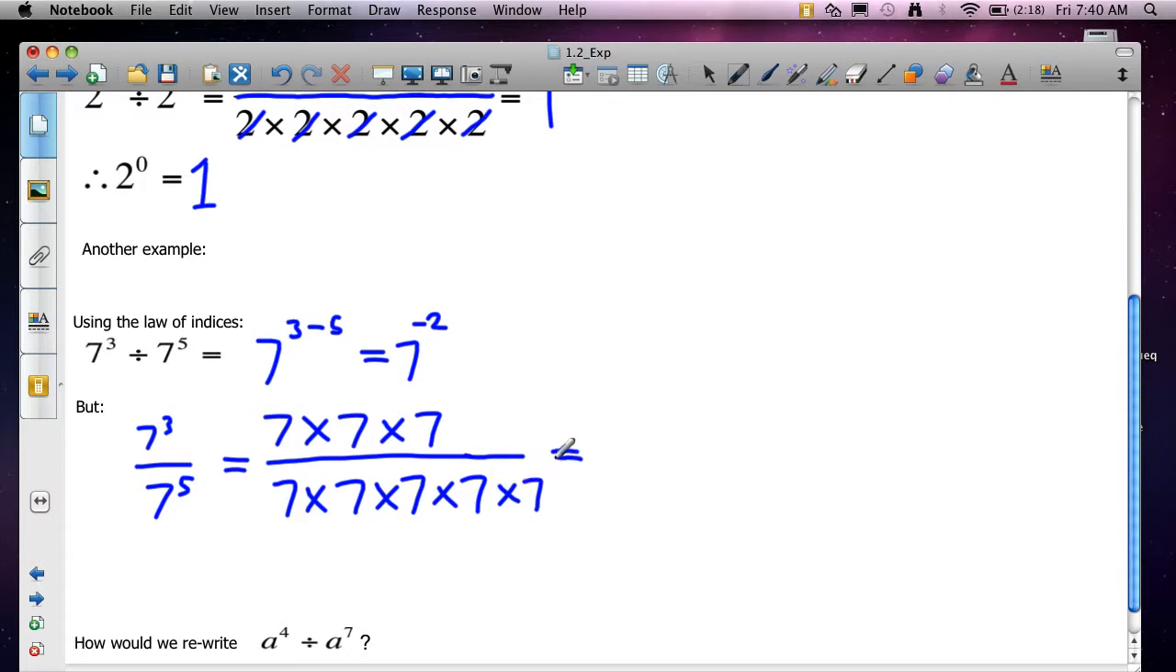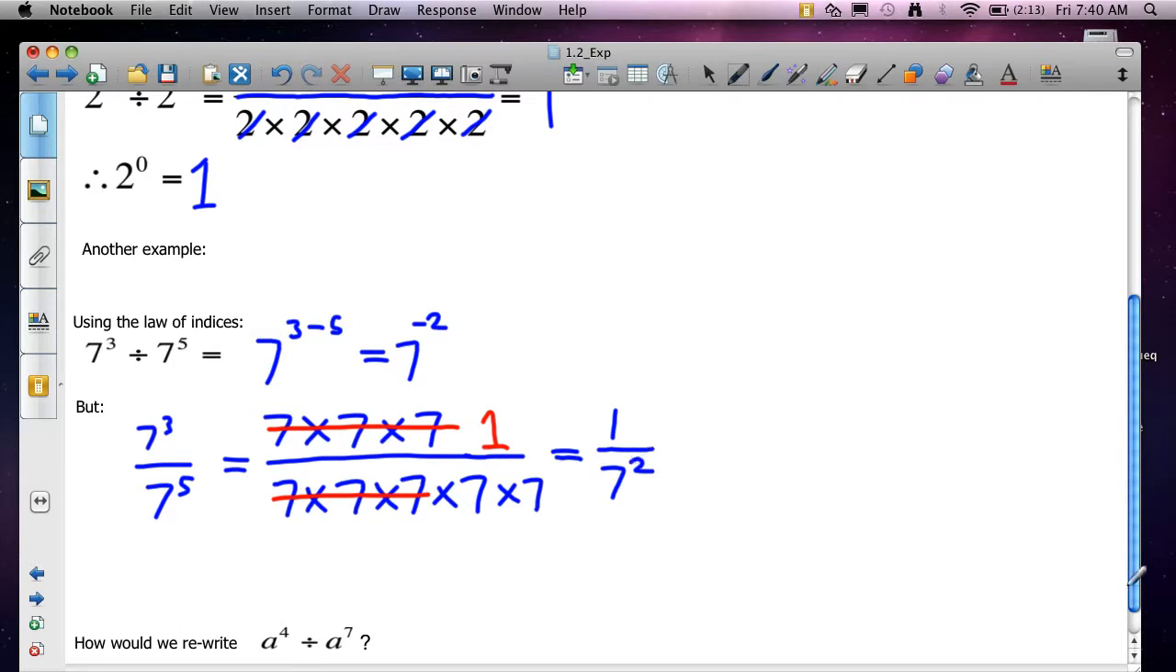So if we look here and then we start crossing out similar values, I have 3 7s here, 3 7s here. I'm left with 2 7s in my denominator. Doesn't mean that there's anything left. I have 1 as my placeholder over here, and I see that I end up with 1 over 7 to the second.